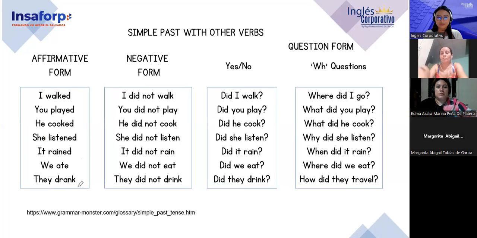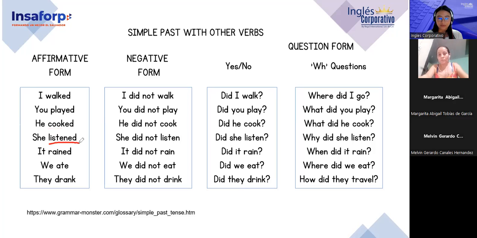When the verb finish, exactly, Margarita. So is this regular or irregular, class? Regular. How about this one? Regular. Okay, how about listened? Regular. Rained. Irregular. Drunk. Irregular. All right. Bien, podemos distinguir between regular and irregular.